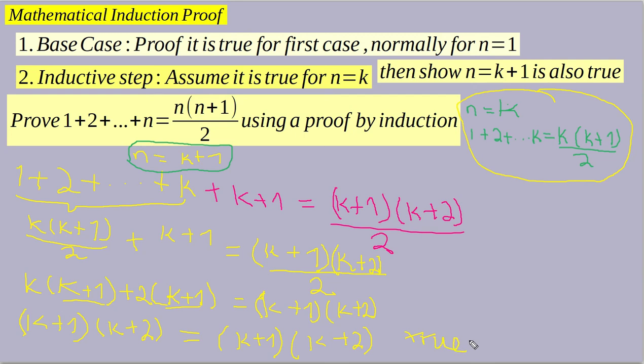So this is how to prove by induction. First, as I said, you show it's true for n equal to 1, and then you make an assumption, that is an induction hypothesis, and then you go on to show that n equal to k plus 1 is also true.